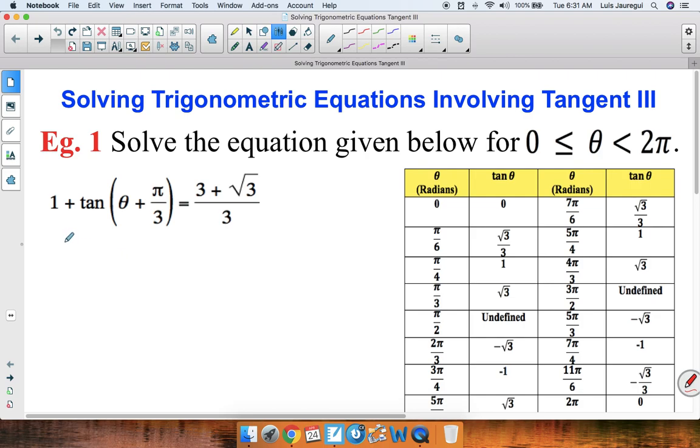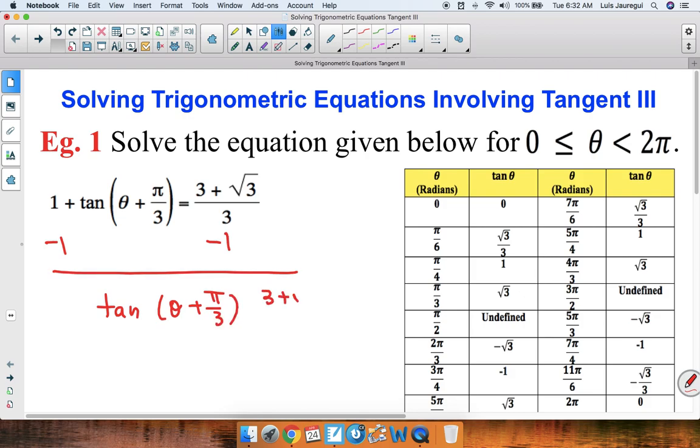Here our equation is 1 plus tangent of theta plus pi over 3 is equal to (3 plus the square root of 3) over 3. So our first step is to isolate the tangent. To do so, let's subtract 1 from both sides of the equation. This will give us tangent of theta plus pi over 3 is equal to (3 plus the square root of 3), all divided by 3, minus 1.